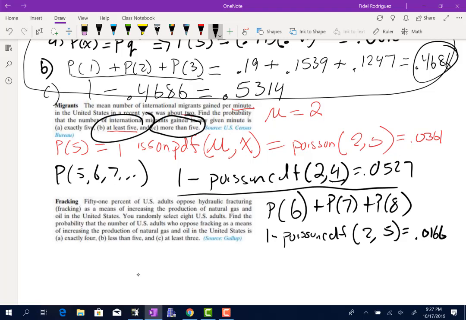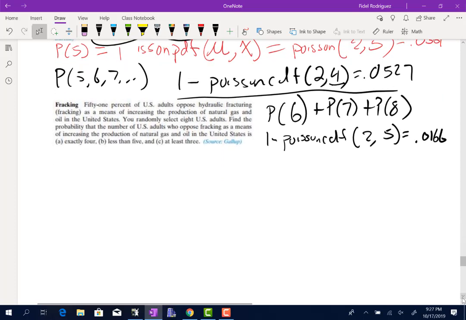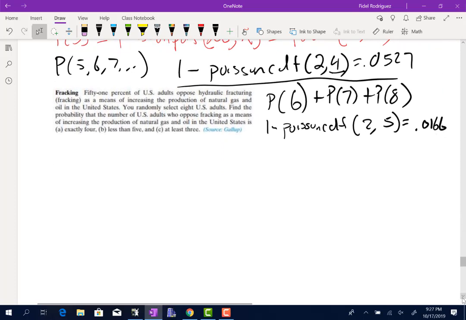All right. So guys, we got one last problem here. Let's do this one. Let's take a look, and it says fracking. 51% of U.S. adults oppose hydraulic fracturing or fracking as a means of increasing the production of natural gas and oil in the U.S. You randomly select 8 people. Find the probability that the number of adults who oppose fracking as a means of producing natural gas and oil is exactly 4, so on and so forth.